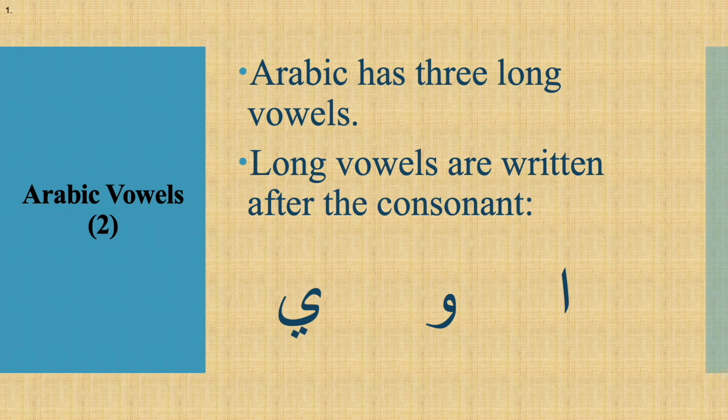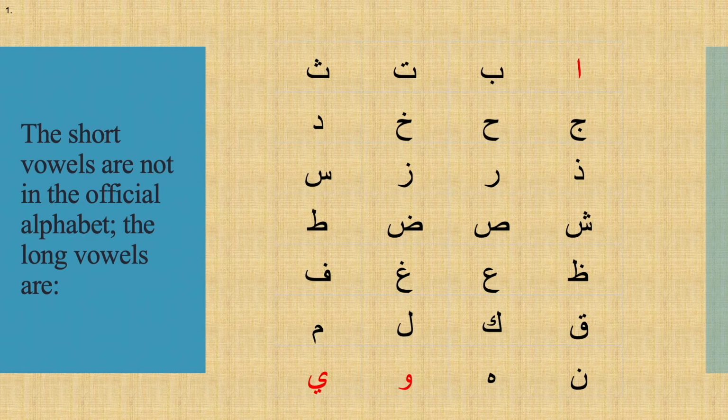Arabic has 3 long vowels that are pronounced the same way as the short vowels, but longer. You may or may not know this, but the short vowels in the Arabic alphabet are not in the official alphabet, but the long vowels are.